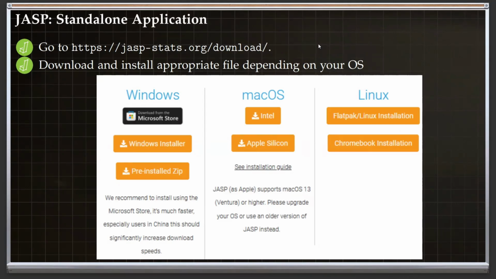Alright, so to download the standalone application, we go to this website, jasp-stats.org/download. And then depending on what operating system you have, you'll have to click on one of these. So I have Windows. I'm going to be using this one over here.